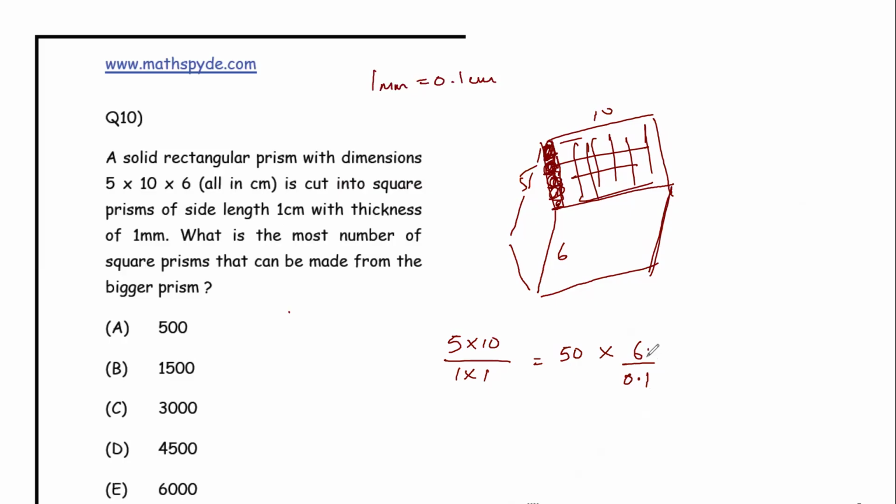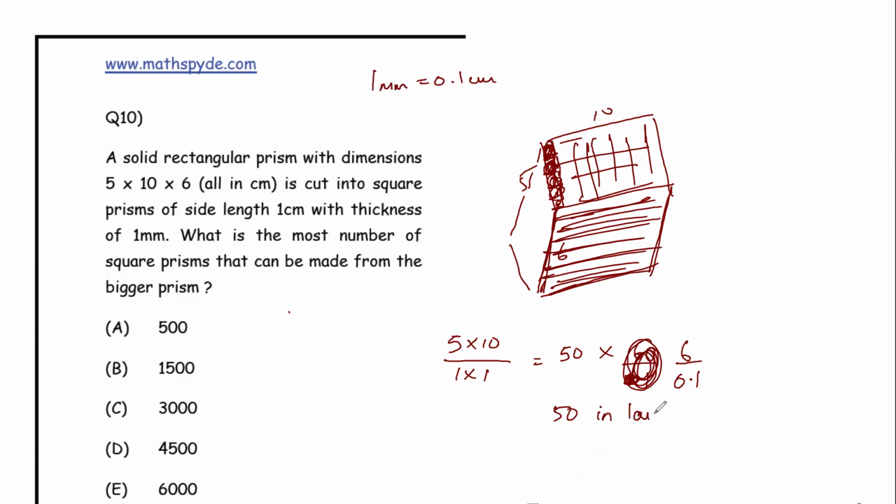Now this 6 centimeter, we need to divide by 0.1 because this 6 centimeter is like 60 mm, 60 mm with 1 mm. Understood? Or you can take it as 50 into 6 by 0.1. So 6 centimeter divided by 0.1, we come to know how many layers, how many thicknesses we can afford. So that is 60 layers we get. So 50 in one layer, therefore 60 layers, that'll be 3000.